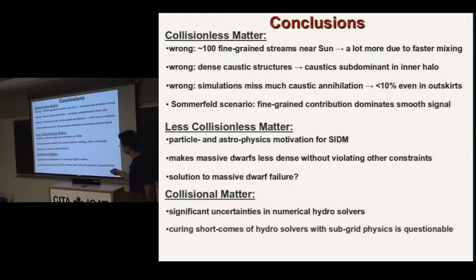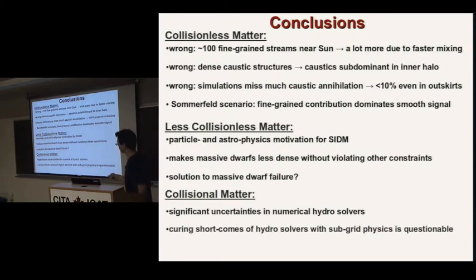And indeed, although these are just preliminary results, it makes the massive dwarfs less dense without violating any other astrophysical constraint. Whether this is a solution to the massive dwarf failure, I don't know, but I'm pretty sure it reduces the tension between the observations and simulations.